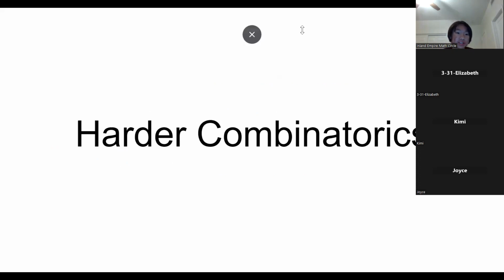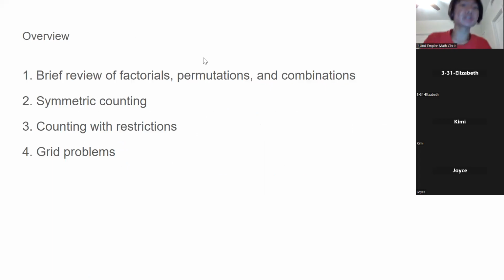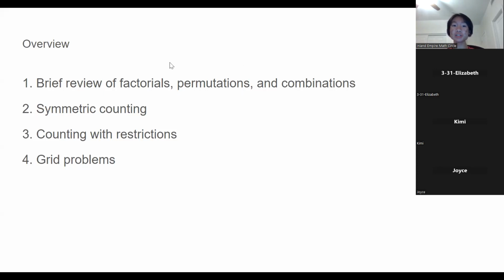But yeah, so this week we'll be continuing some combination problems. Hopefully this is the last week we'll be learning new things about this, since this is a really important concept for math, especially later on when we do competitions like the AMC 8, AMC 10, or AMC 12, and so on. So we're first going to go over some review: the factorials, permutations, and combinations. We learned all of these last week. After that, we'll go over some new concepts: symmetric counting, counting with restrictions, and we can put it together in some puzzles with grid problems.